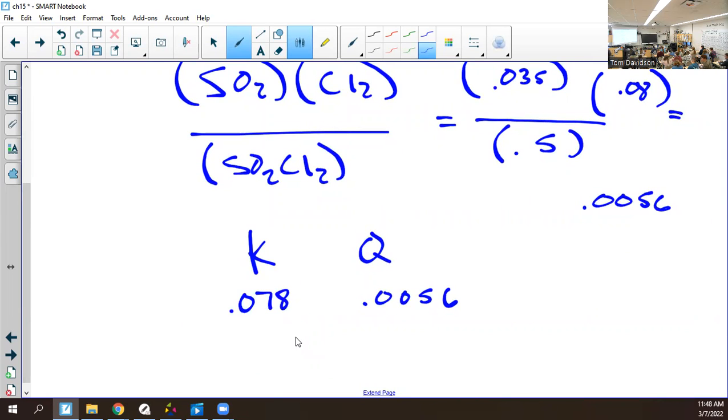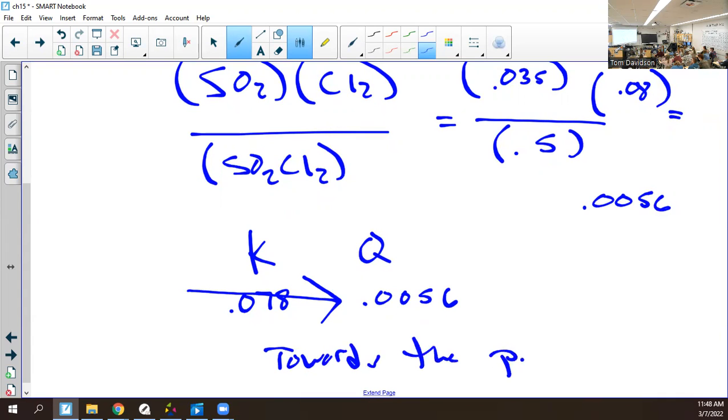All right, which one would the alligator eat? It would eat K. K is greater than Q, correct? Which means, turn this into an arrow. Which direction is it going to move? Shifts to the right, which is where the products are.